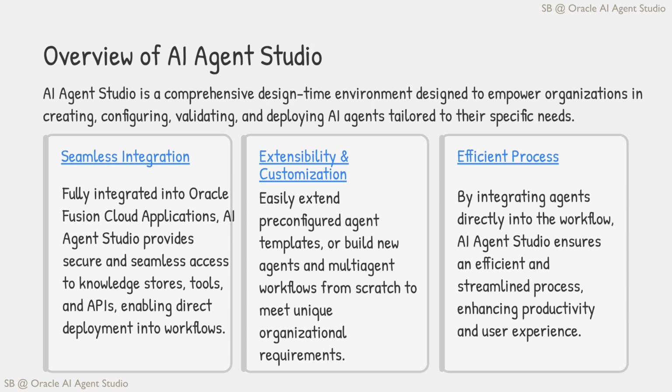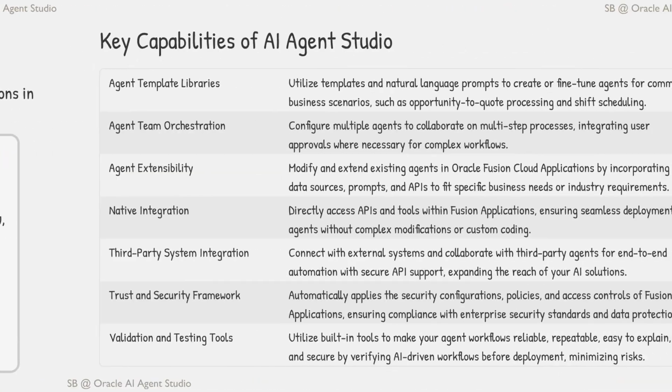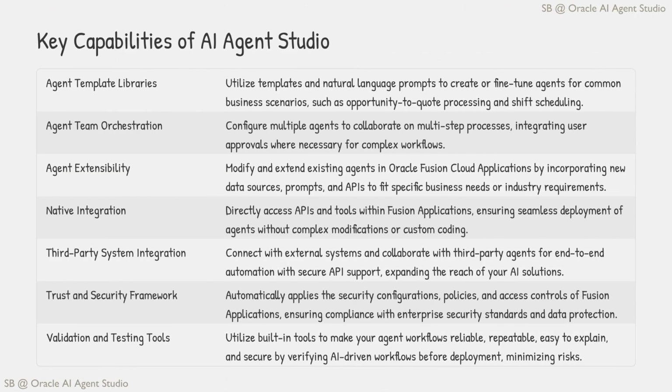Easily extend pre-configured agent templates or build new agents and multi-agent workflows from scratch to meet unique organizational requirements. By integrating agents directly into the workflow, AI Agent Studio ensures an efficient and streamlined process, enhancing productivity and user experience. Key capabilities of AI Agent Studio: utilize templates and natural language prompts to create or fine-tune agents for common business scenarios, such as opportunity to quote processing and shift scheduling.